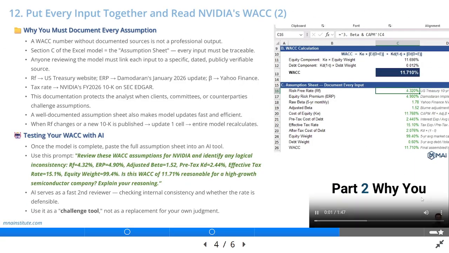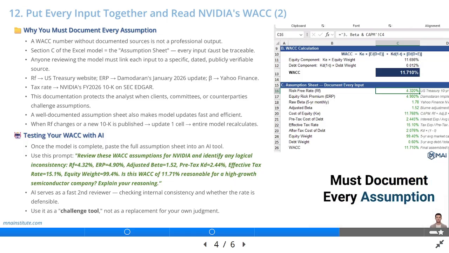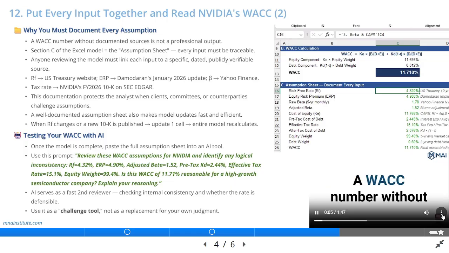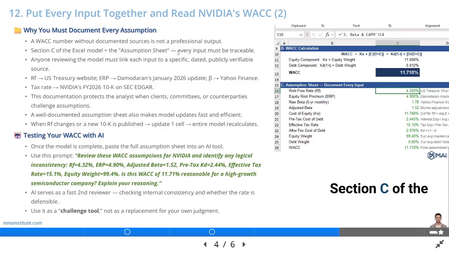Part 2. Why you must document every assumption. A WACC number without documented sources is not a professional output. Section C of the Excel model is the assumption sheet, and it exists for one purpose. Anyone reviewing the model should be able to trace every input back to a specific, dated, publicly verifiable source.